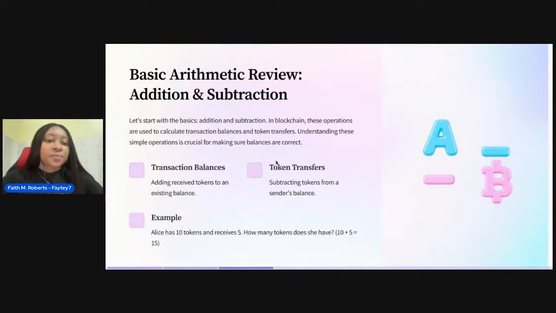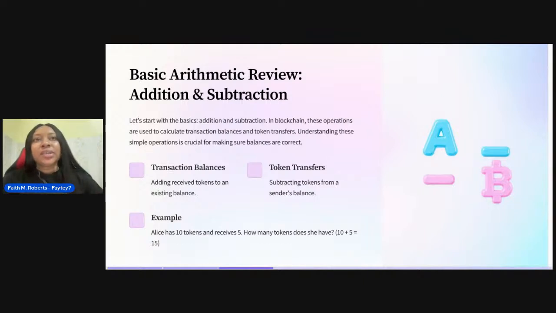So these are some examples: transaction balances, adding received tokens to an existing balance, like I just said, and token transfers, subtracting tokens from a sender's balance. So this is an example. If Alice has 10 tokens and receives 5, how many tokens does she have currently? So 10 plus 5 is equal to 15.